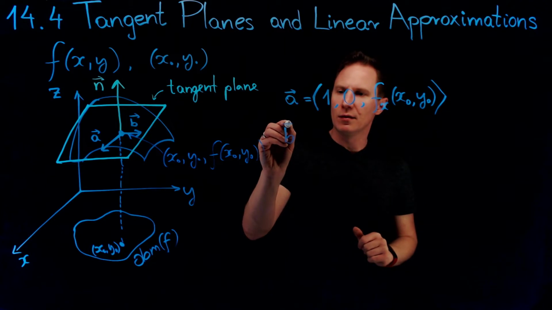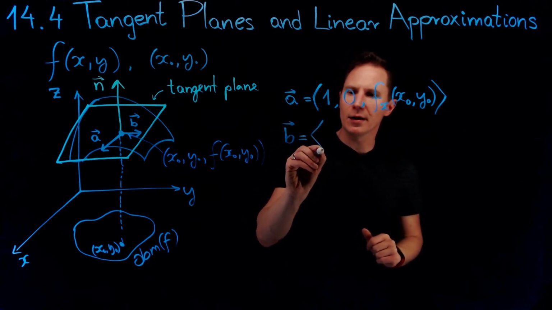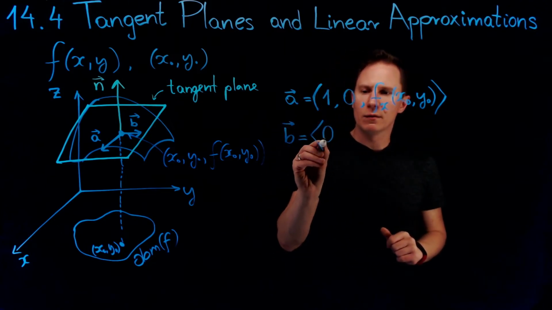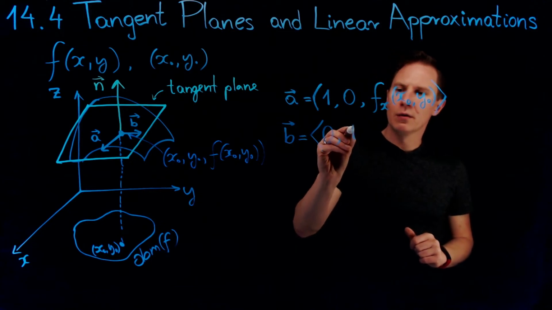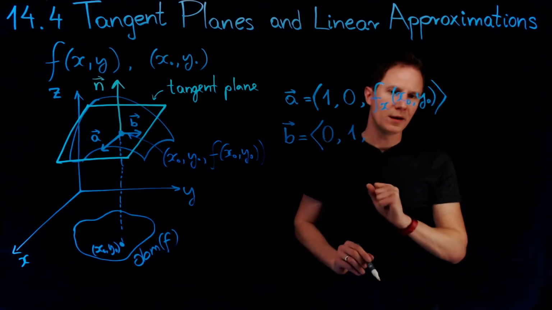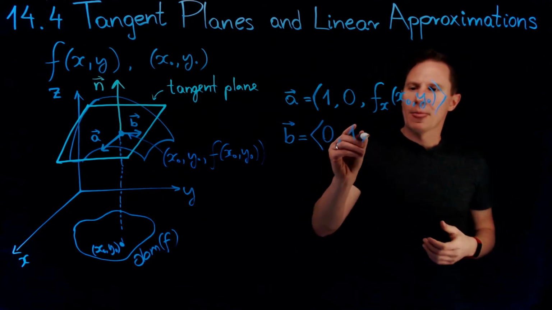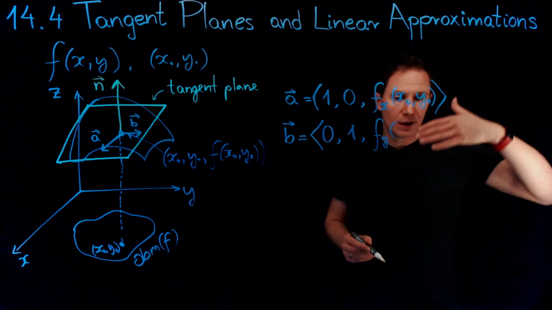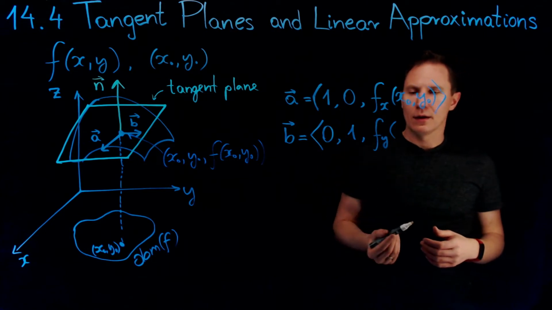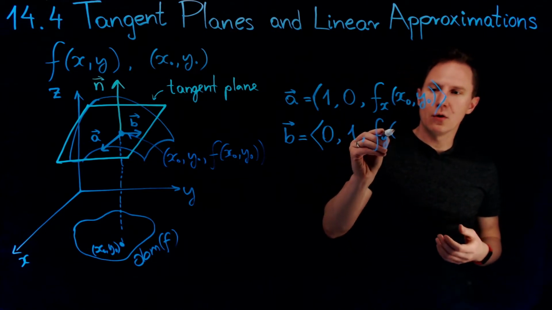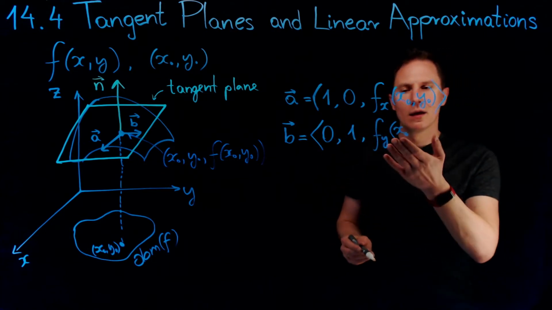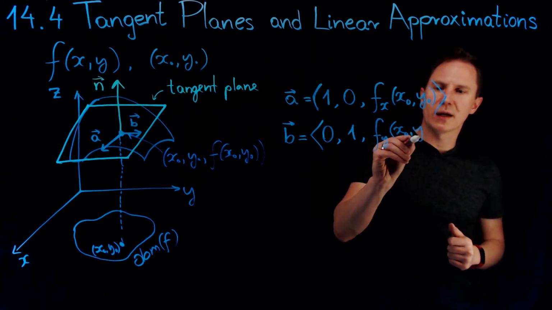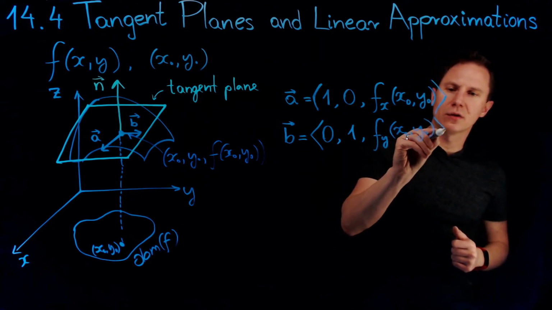Similarly, in the y direction, if we vary the y component, it means we don't move in the x direction. If we step 1 unit in the y direction, we gain in the height an amount that is given to us by the slope in the y direction. That's the partial derivative with respect to y at that point x0, y0.